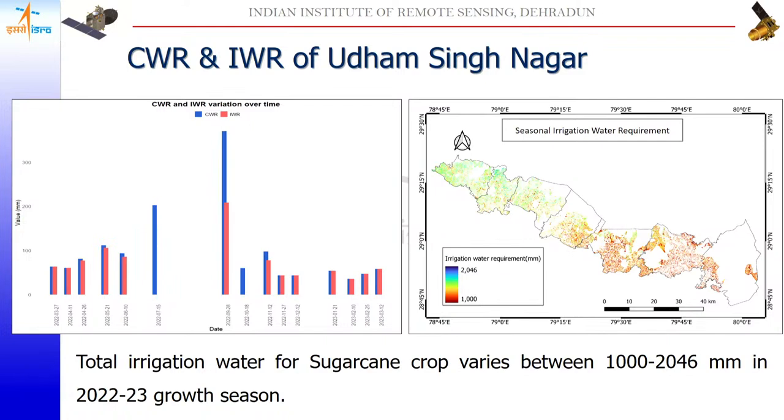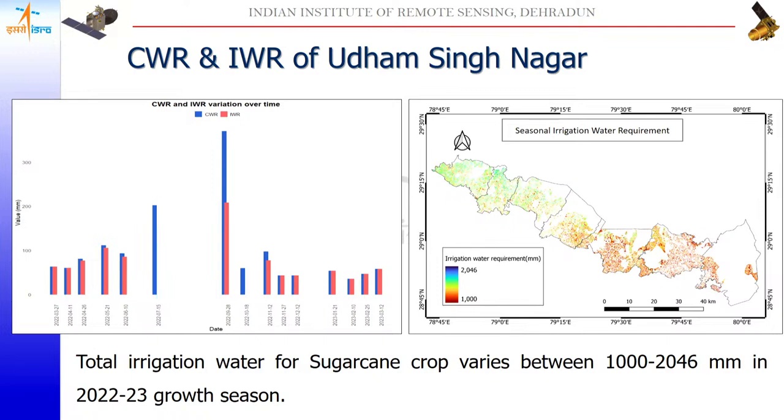In the same area of Udham Singh Nagar, as we did the study and compared the crop water requirement with respect to irrigation water requirement, as you can see in the monthly values on the left side of the figure, the values from July, August and parts of September are completely blank. Why is it so? Because the irrigation water requirement is 0 due to the availability of the monsoon in this particular period.